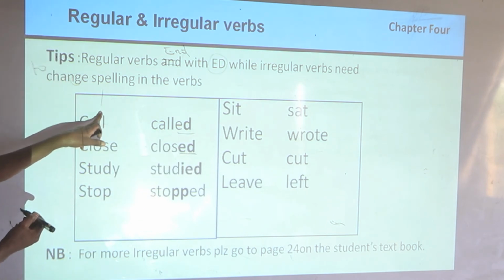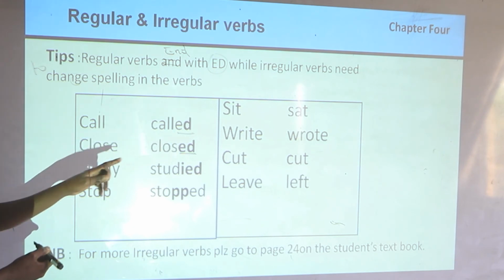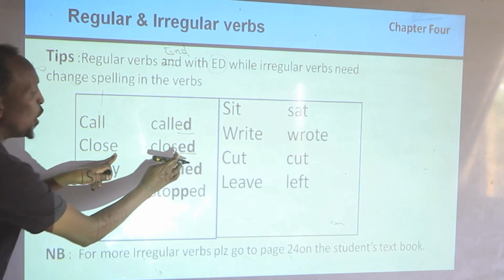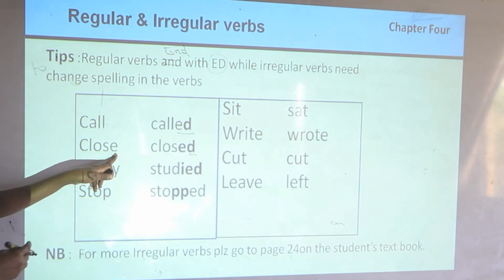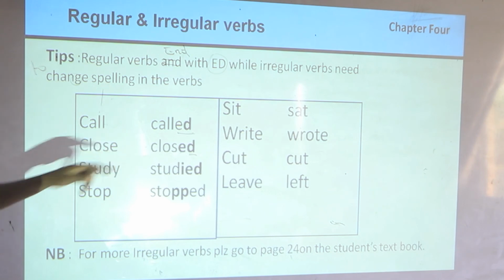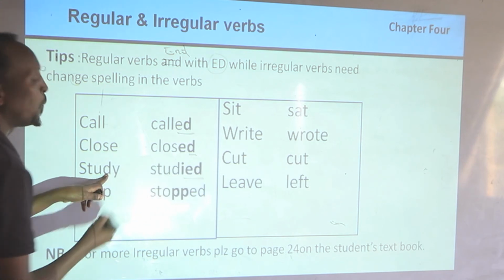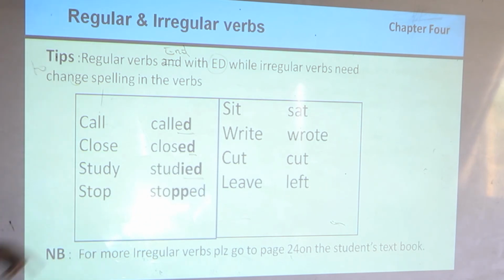If the verb ends in a consonant, you may add ed. But if the verb ends with e, all you need is to add d. Like close, closed. But if the verb ends with y preceded by a consonant, you need to omit y and change it to ied, like study becomes studied. Some verbs change spelling and double the last letter.